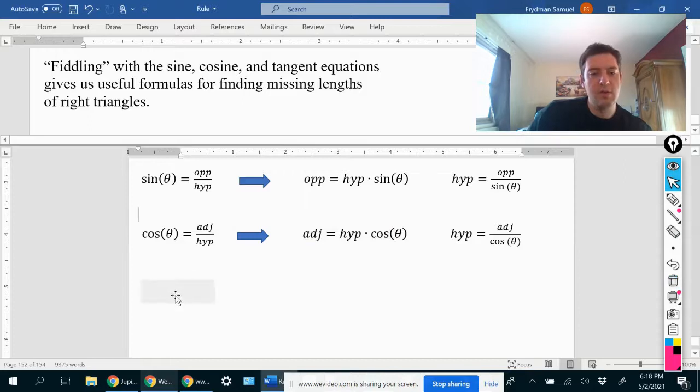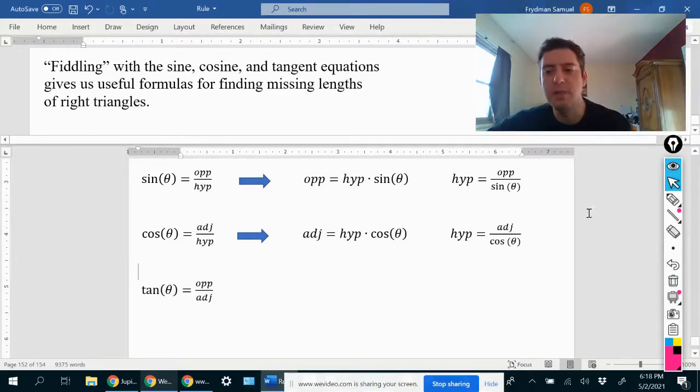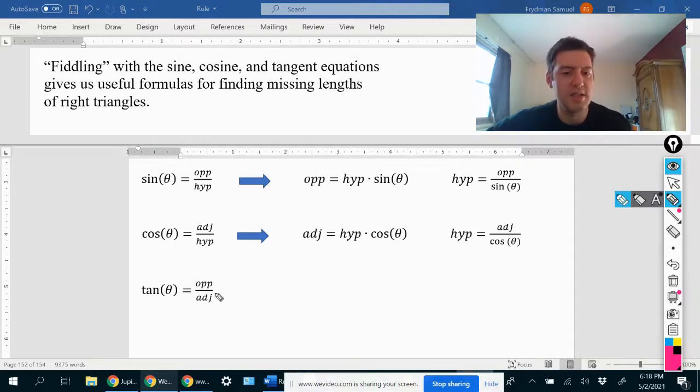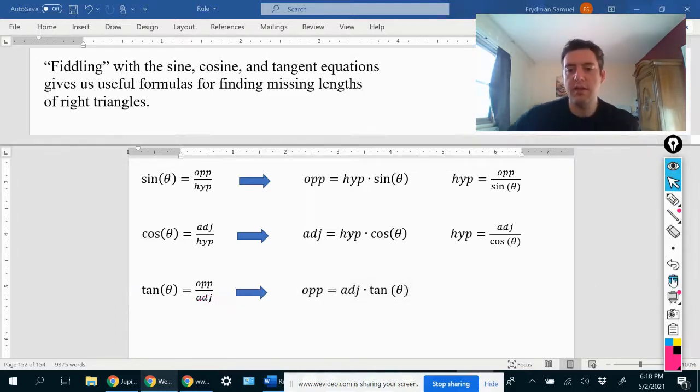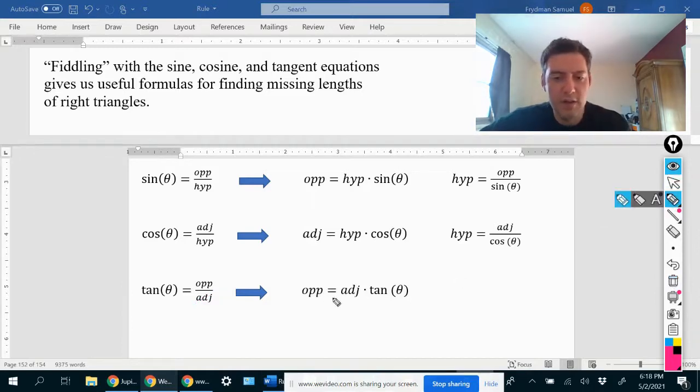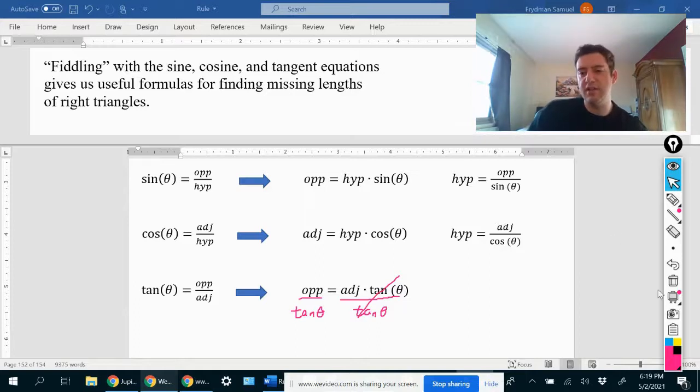All right, and then finally, we can take the tangent equation and multiply both sides by the adjacent side. So the tangent of some angle theta is equal to the length of the opposite side over the length of the adjacent side. If we multiply both sides of this equation by the length of the adjacent side, then we get that the opposite side is equal to the adjacent side times tangent theta. And again, our last fiddle, if we divide both sides here by tangent theta, then we get that the adjacent side is equal to the opposite side divided by tangent theta.